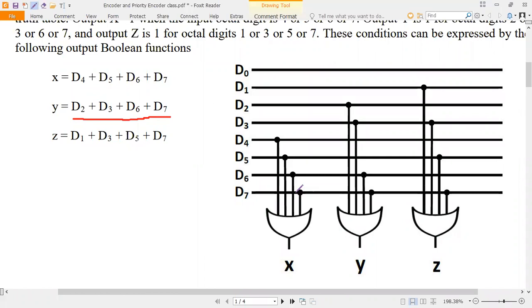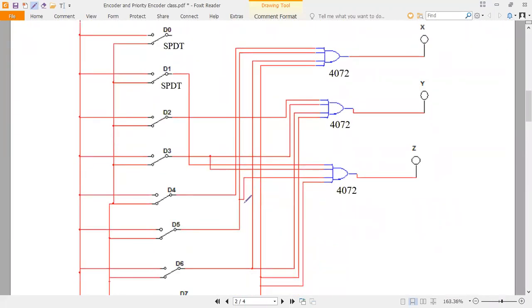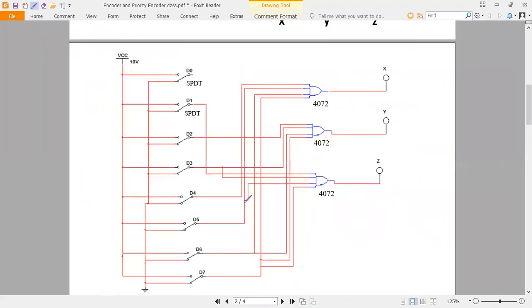Now here, the same circuit you can simulate using Multisim. So here, this is the circuit in Multisim. Are you able to see the screen? Yeah, please respond. Yes, sir.